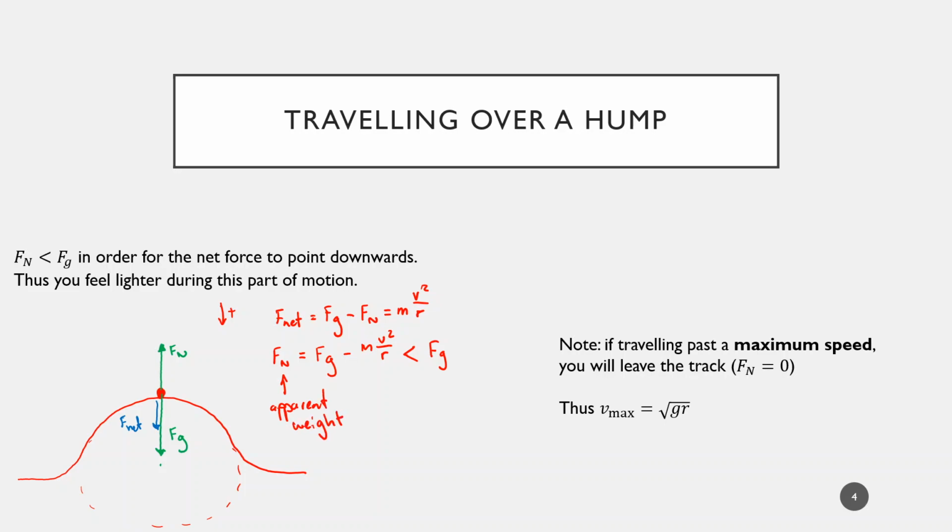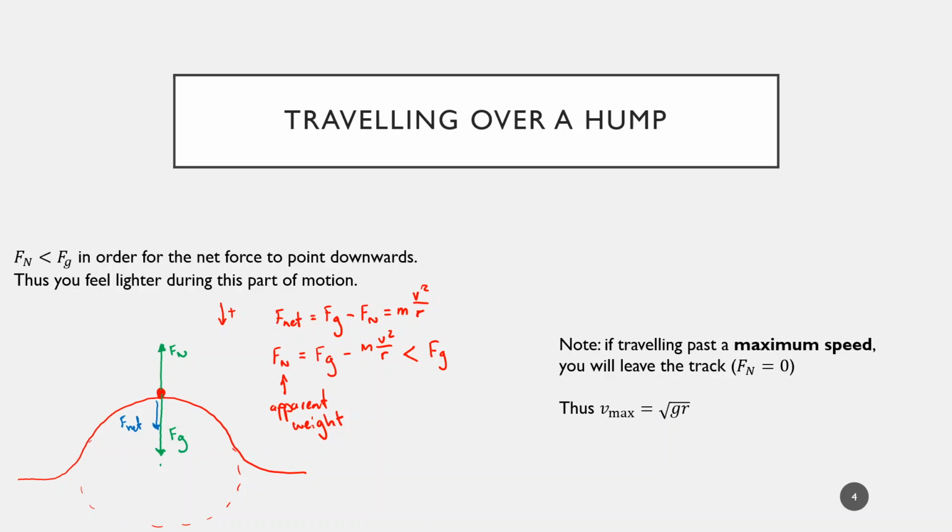Okay, what else can we analyze? Well, there's another really important thing going on in this situation. Imagine you're in a car, driving over a hill. If you're going too fast, what's going to happen is you go up the side of the hill and you'll just leave the track and fly off into space and get some airtime. So there's some kind of maximum speed that if you were to exceed, you'd fly off the hill.